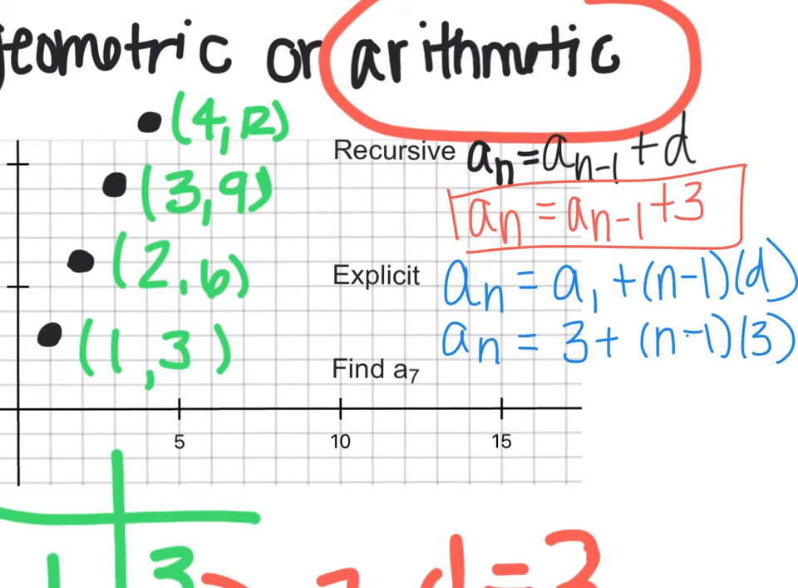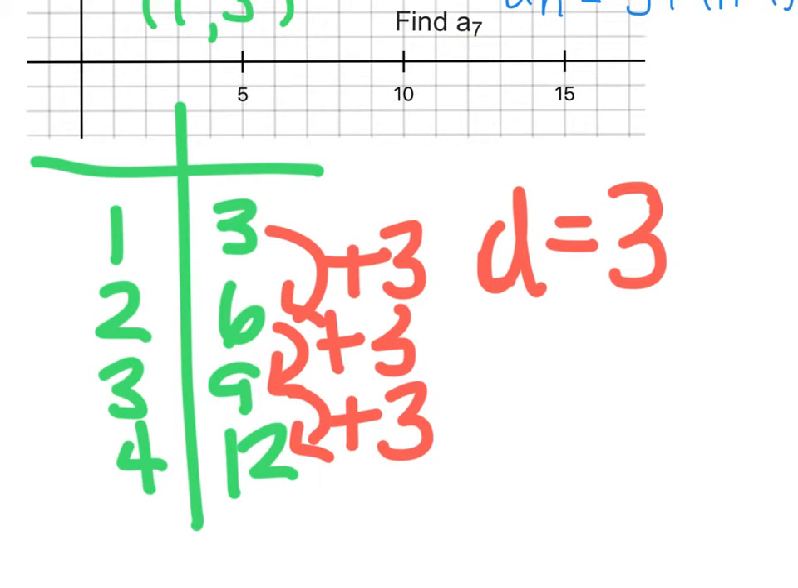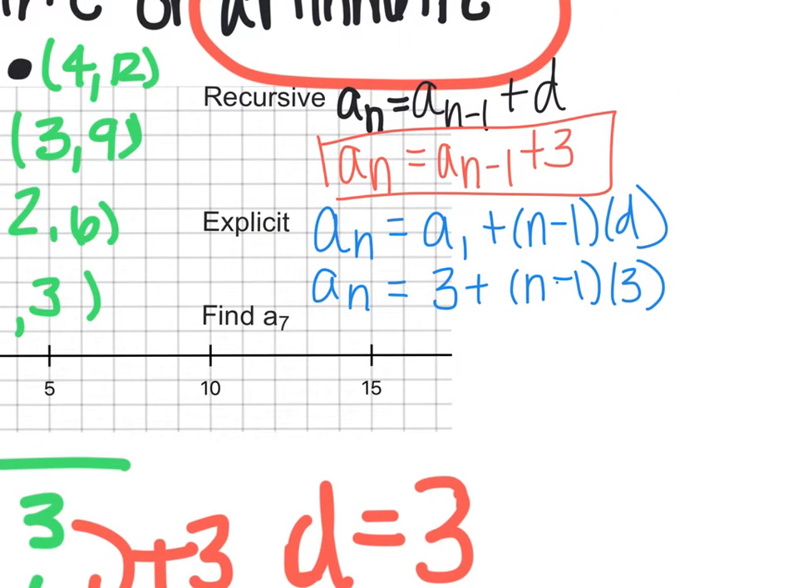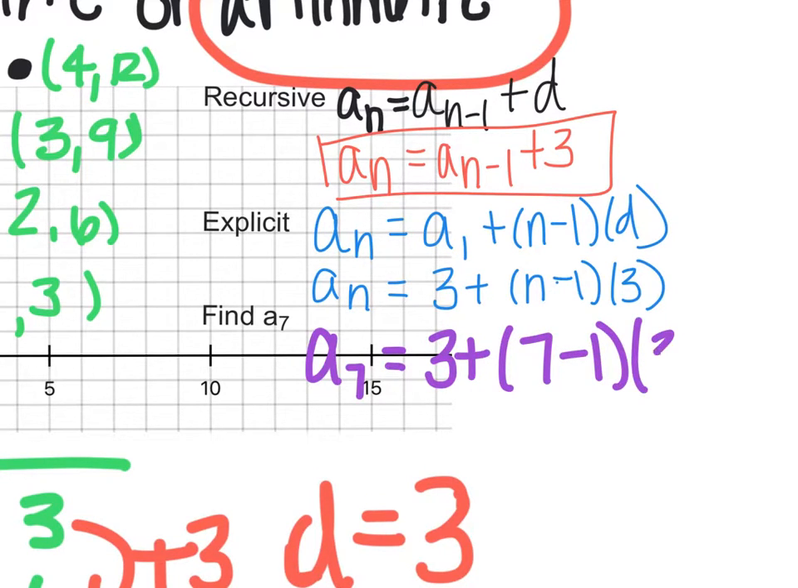So again, I'm asked to find the 7th term, so I've got a couple options. I could continue my pattern. I could go to my table here and just keep adding 3 over and over again, and that would give me my answer. Or I can use my explicit formula. Remember, the explicit formula will give you any term, and I can replace my n with 7. So it would be a sub 7 equals 3 plus, instead of n, I'm going to do 7 minus 1 times 3.